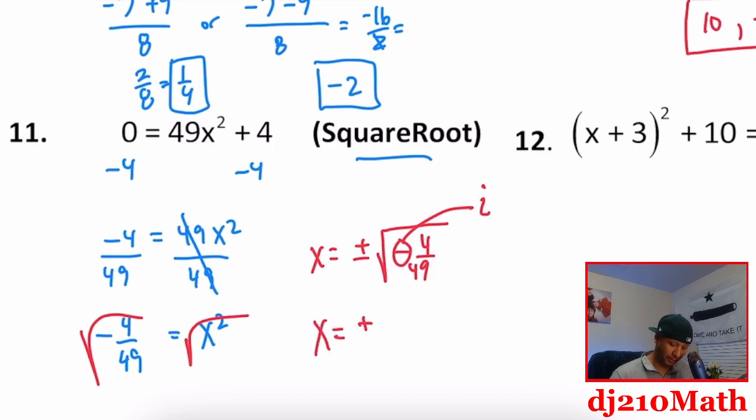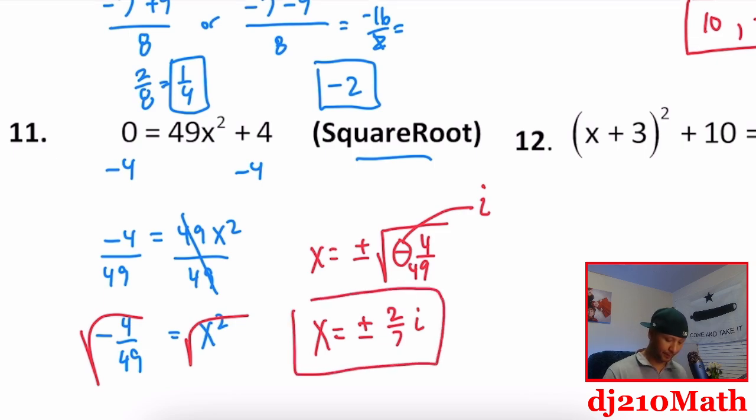So this is going to be plus or minus square root of the top, square root of the bottom. Square root of the top, 4. Square root of 4 is 2. Square root of the bottom, square root of 49, 7. Then i. So the answer, plus or minus 2/7 i. 2 over 7 i. That's it.